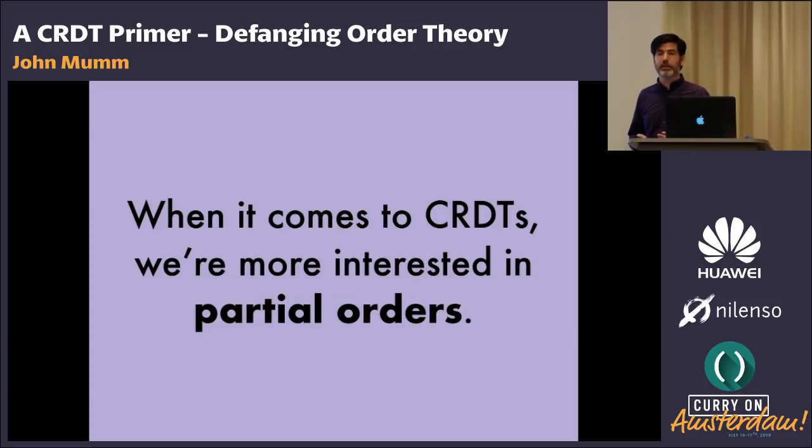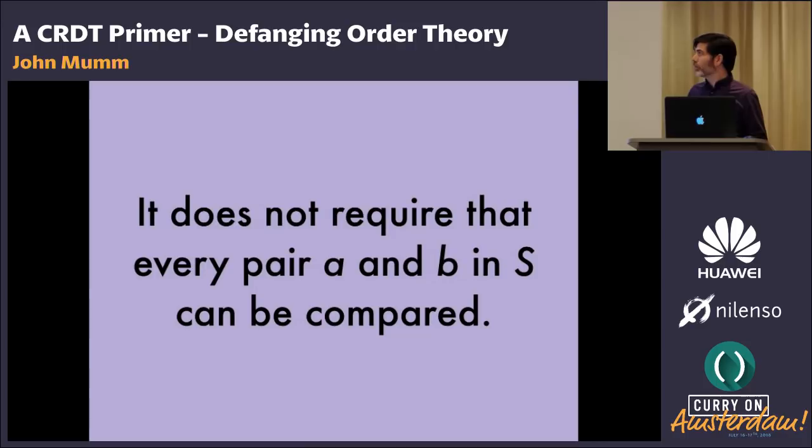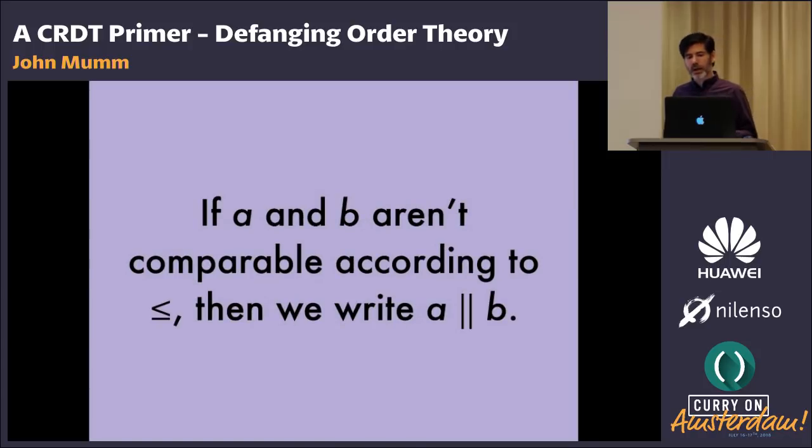Now when it comes to CRDTs, we're more interested in partial orders. And a partial order is weaker than a total order. In particular, it does not require that every pair in our set can be compared according to our relation. And if A and B aren't comparable according to our relation, then we're going to write A is incomparable to B.